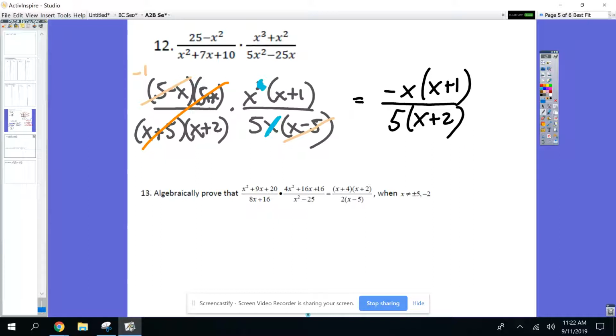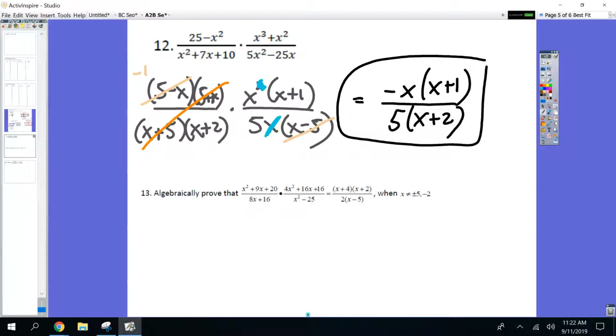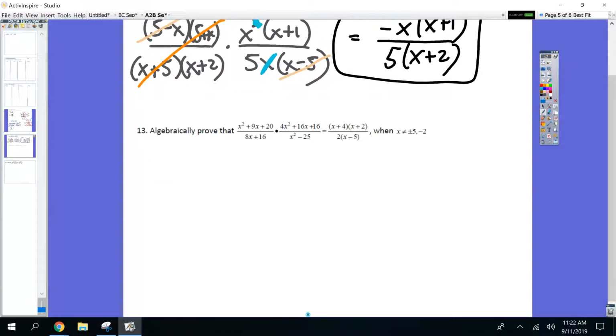I know you guys are used to just maybe an x there or a 2 left over. Nope, sometimes you're left with this. Do not distribute either. Don't distribute. Leave it. Leave it. Okay, anything? Okay. One more together, and then your group's got a big challenge ahead of them.